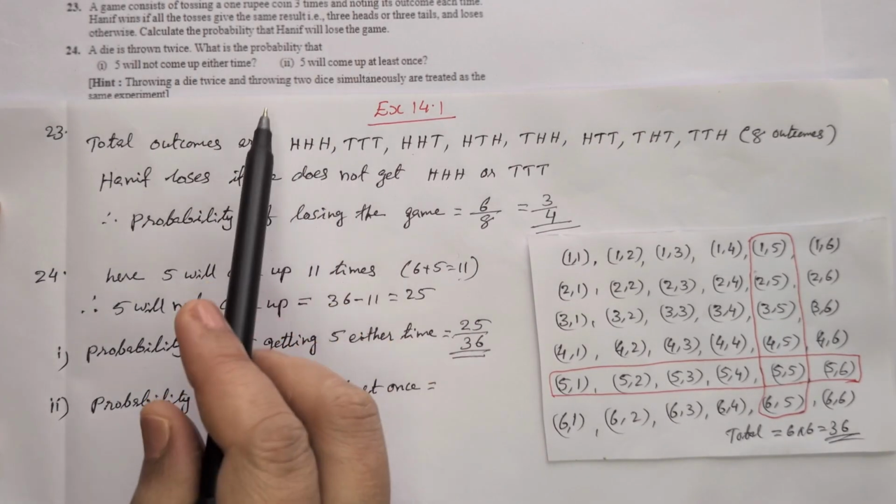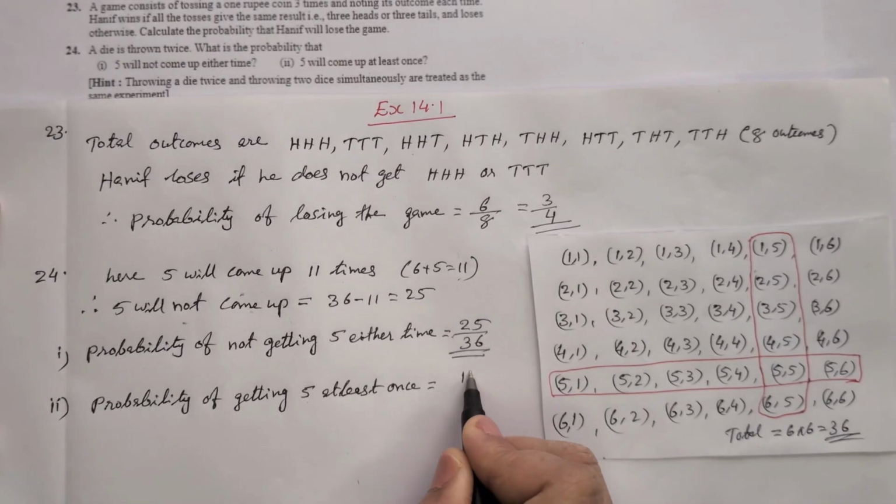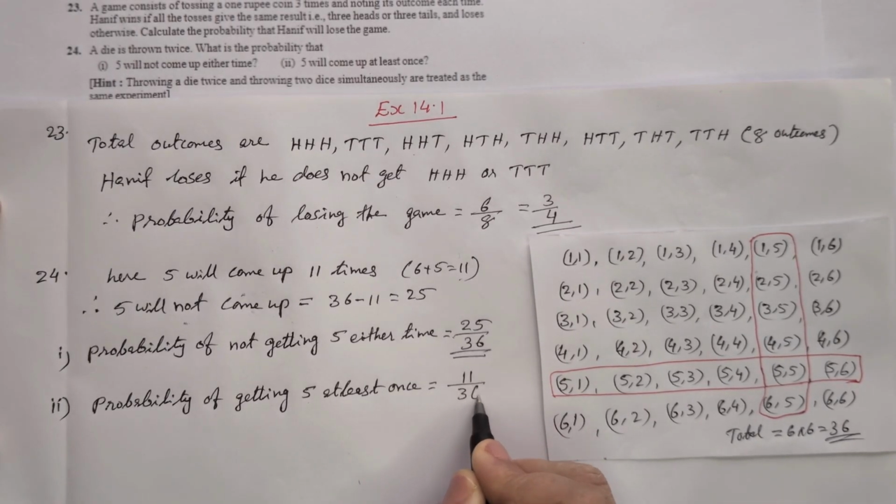Second part, 5 will come up at least once. At least once means we can take here this at least 1 and this also 2 times, but at least once, minimum 1 time. So this also we can take it. So 11 places. Already we got that as 11 places 5 are there. So probability of getting 5 at least once is equal to 11 out of 36.